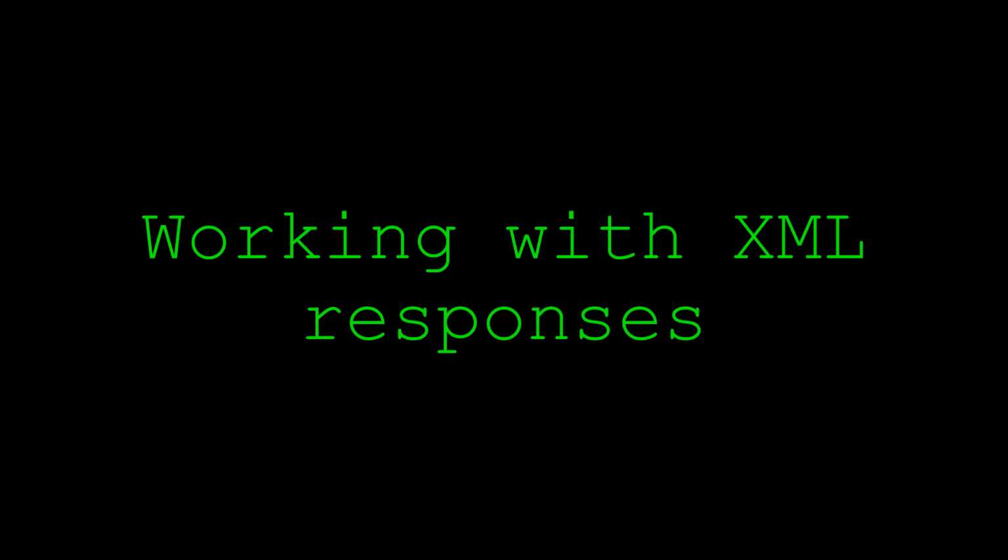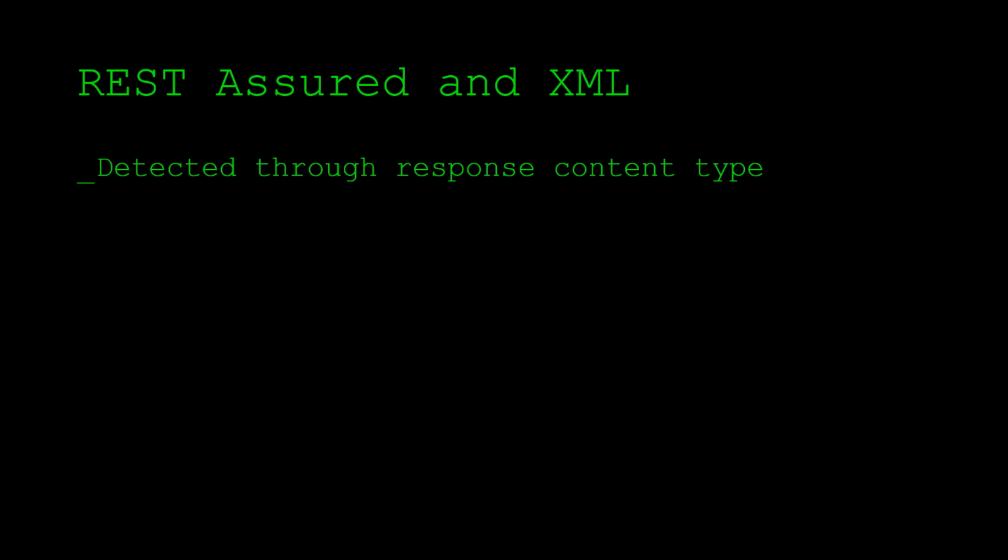Now, so far we have only seen API calls that return JSON response bodies, but REST Assured can work just as easily with APIs that return XML. The way that REST Assured determines how to process the response that's being returned by any given API is it looks for the value of the content type header.